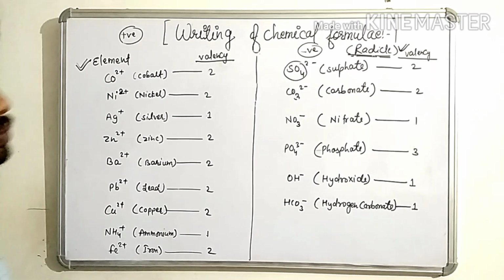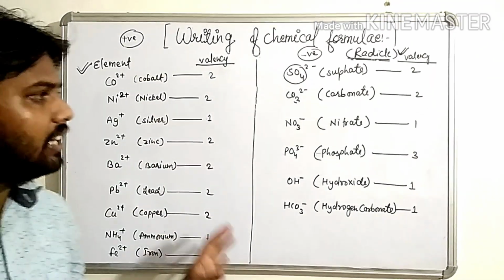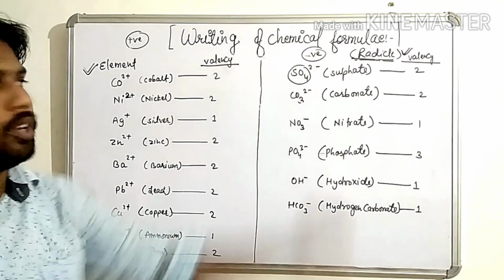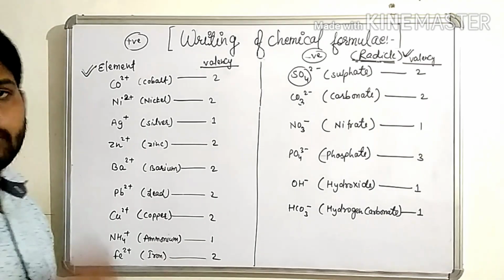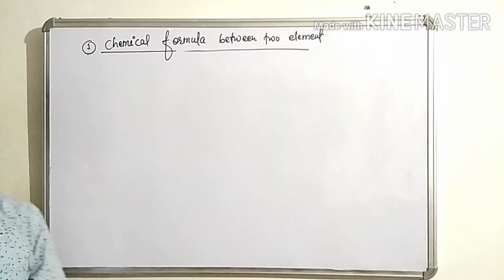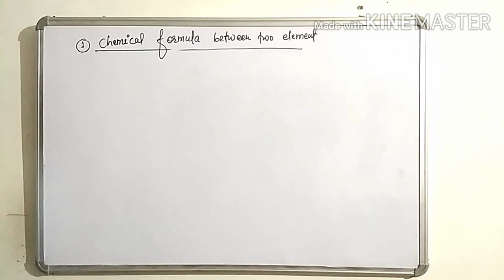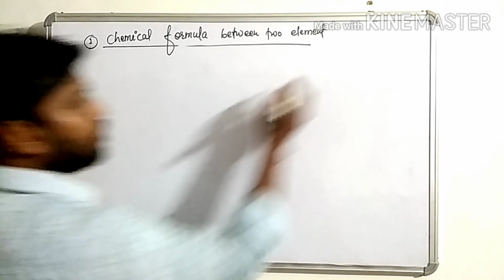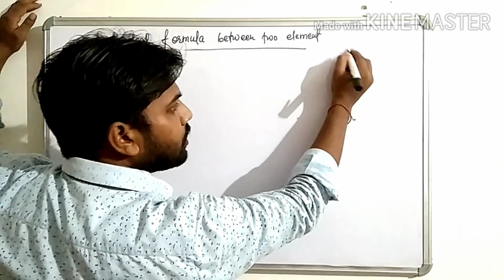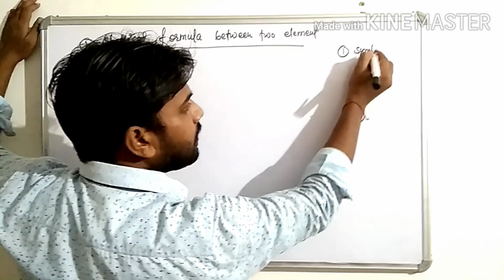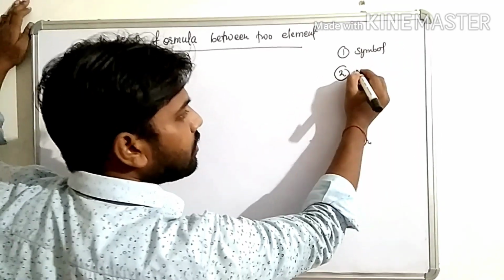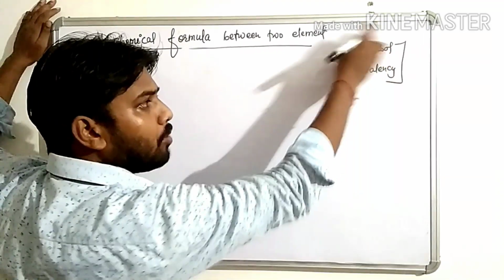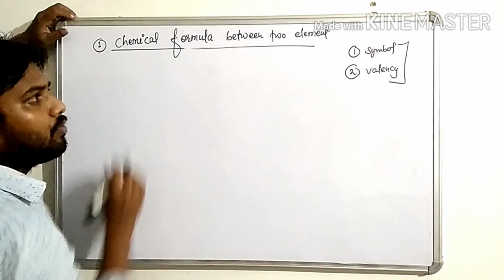Clear, children? So learn all their valency. This will help in making the chemical formula. Now let's start the chemical formula. First we will make the chemical formula between two elements. You have to learn that first you have to write their symbol, and second is their valency. Remember this, and with the help of this we will make the chemical formula.